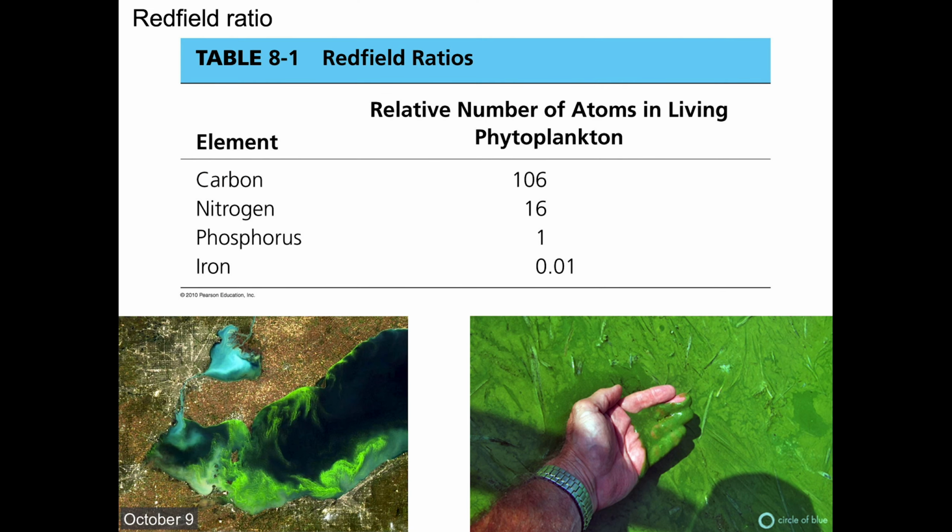This brings us to what's known as the Redfield ratio. If we take phytoplankton and grind it up and analyze it in an elemental analyzer, we would get 106 atoms of carbon compared to 16 atoms of nitrogen, 1 atom of phosphorus, and 0.01 atoms of iron. What this means is these nutrients, such as phosphorus and iron, are very, very limiting.